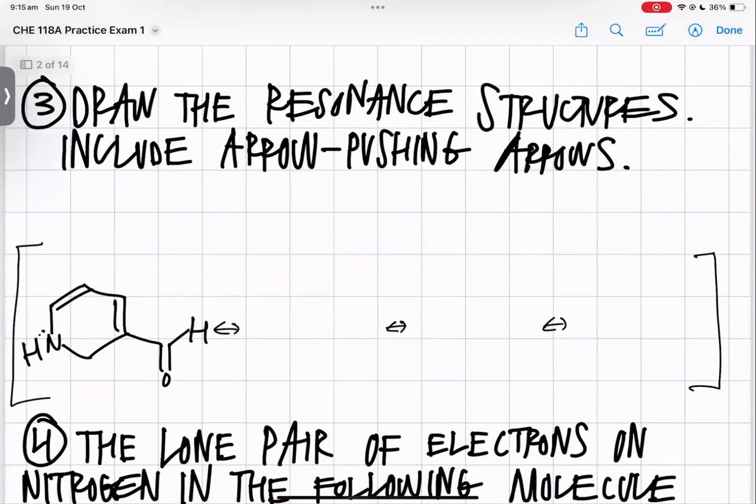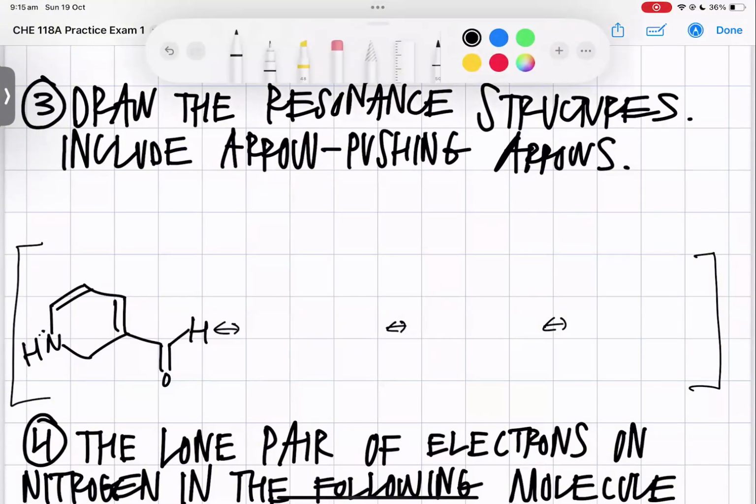Draw the resonance structures. Include the arrow pushing arrows. Okay. So maybe I'll start by, I know these are delocalized, they would move around. So that's my first thought process.